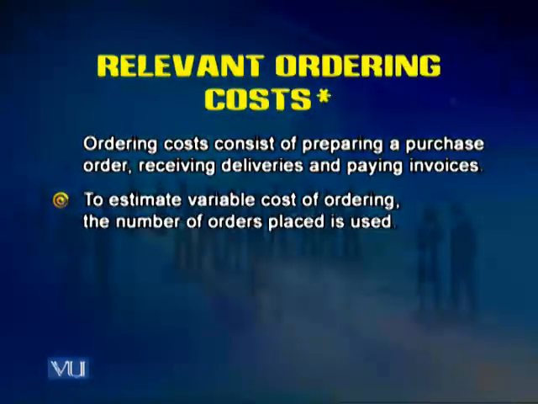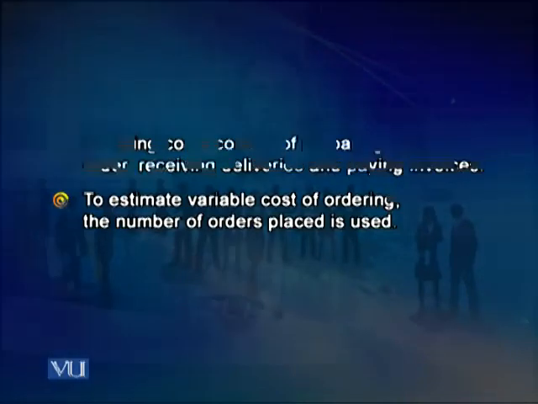To estimate variable cost of ordering, the number of orders placed is used. We have mentioned that the cost of ordering will include people who are writing out the purchase orders, the receiving and handling of the material, plus the payment of the invoices. Now, of course, you have to make some kind of an estimate, because the variation in the number of orders is not going to exactly correspond with variation in all the ordering costs.